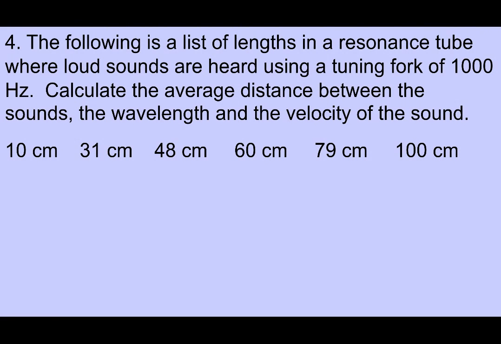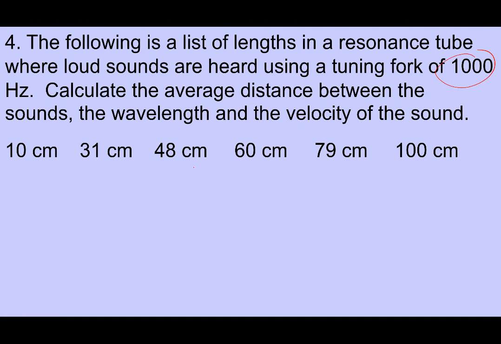So if we were doing a test on this today, this would be a good inquiry question. The following is a list of lengths in a resonance tube where loud sounds were heard. So this involves lengthening the tube, and you hear a loud sound at 10, 31, 48, 60, 79, and 100 centimeters. You used a 1000 hertz tuning fork to make this happen. It says calculate the wavelength and velocity of the sound.